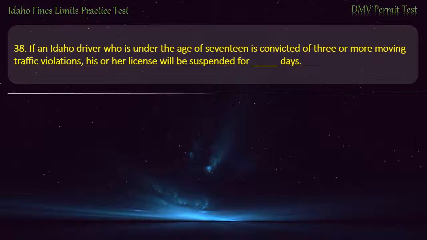Question 38. If an Idaho driver who is under the age of 17 is convicted of 3 or more moving traffic violations, his or her license will be suspended for days: 360, 90, 180, 60. Answer: 60.